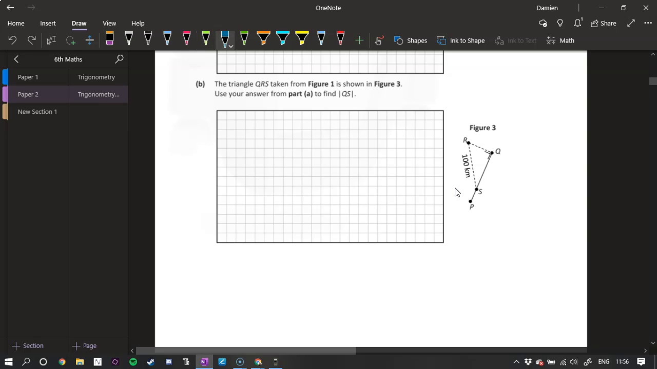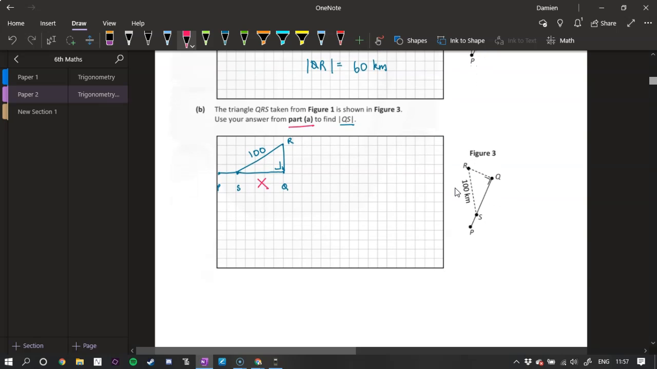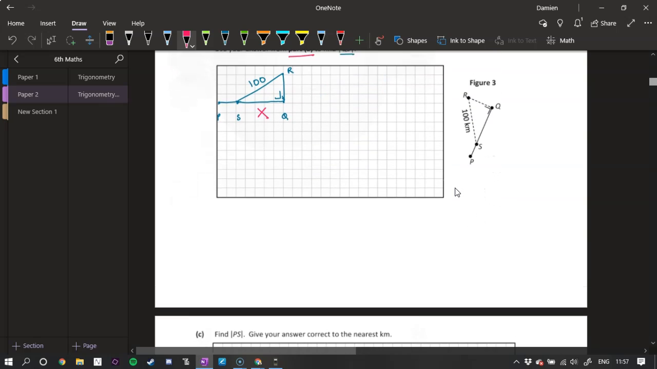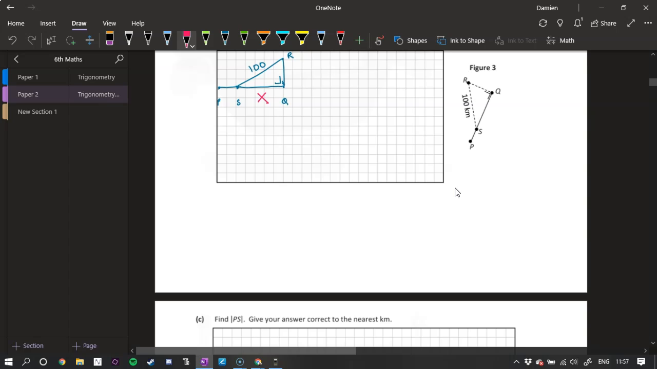So we've got a right angle triangle here, and we have an extension. This here is P, we've got S, we've got Q, and we've got R. We're told that this side is 100, and we've got a right angle. The question is saying use your answer from part A to find the length of QS. So we want to find QS, so label that side there as X, using your answer from part A. Our answer from part A we found is that QR is equal to 60. So put in QR is equal to 60.